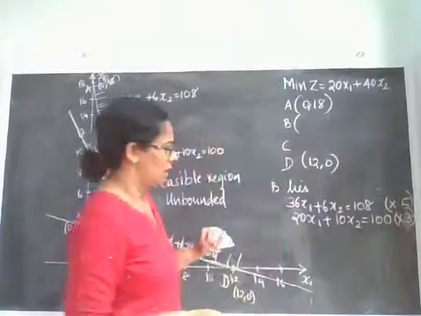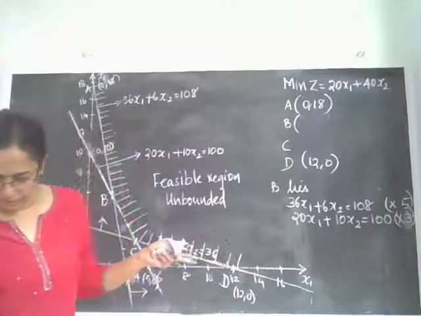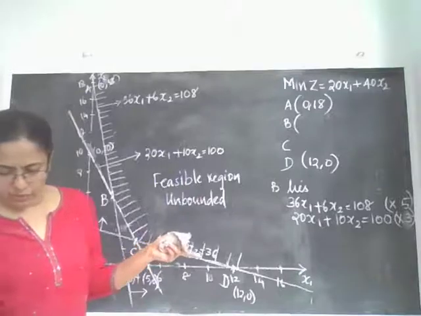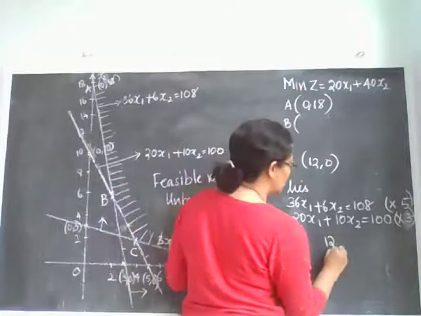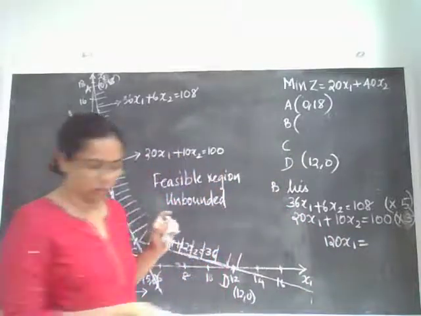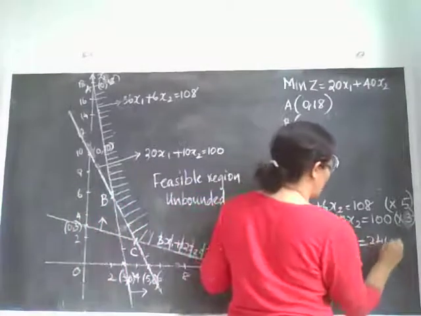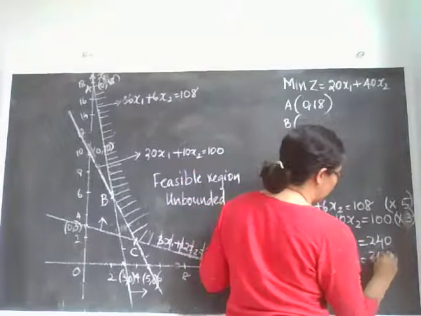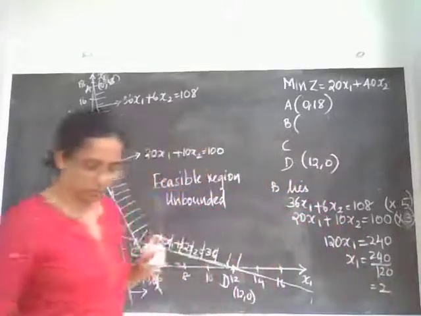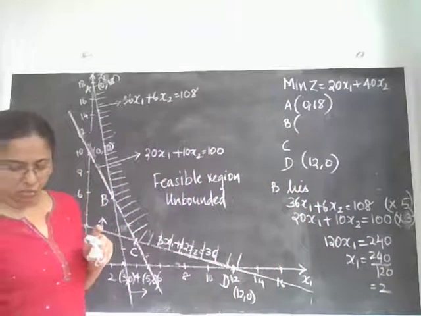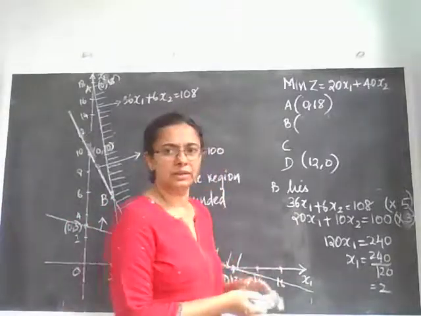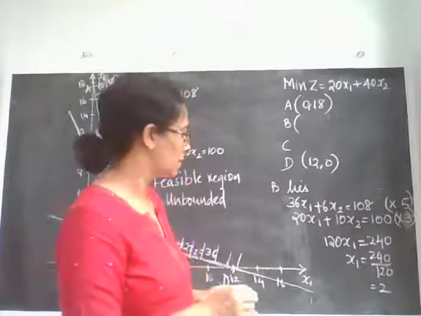Now, I will tell you the value. You get 120x1 equal to 240. So x1 equal to 240 divided by 120, which is equal to 2. Now you put that value 2 in the equation. Ma'am, 6 and 10, which is the pore.